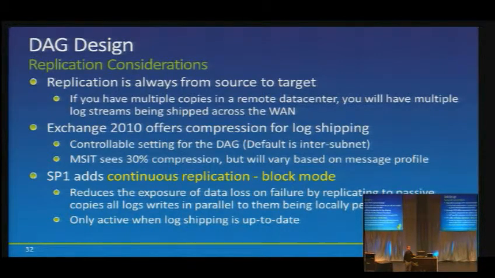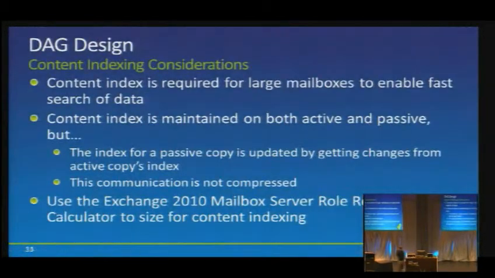Now, the other thing I mentioned is block mode. This is only active when continuous replication is already up to date. Okay, so you've already got a good network and it's able to pump the data very fast and the copies are able to keep up. If the copies aren't able to keep up, it's just going to go back to normal log shipping mode and ship those logs as fast as it can. And again, I'll talk a bit more about block mode in the deep dive later this afternoon.